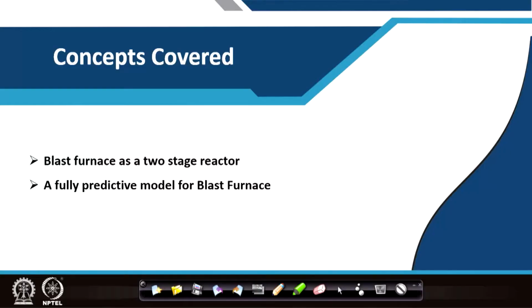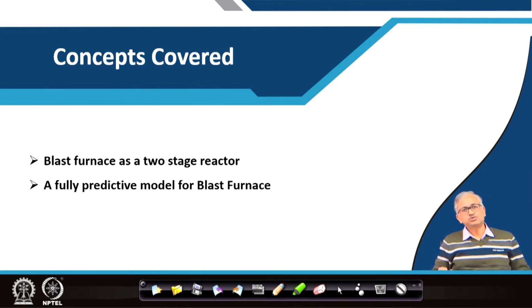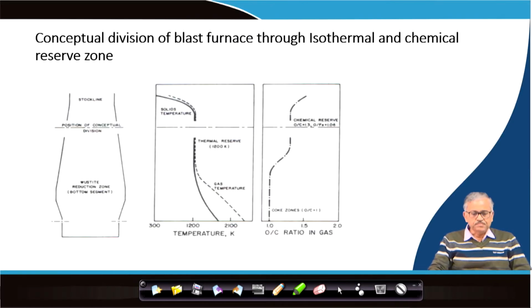The basic concept covered is basically the blast furnace as a two-stage reactor. This is very important. We have to understand that the blast furnace can be conceived as a two-stage reactor, and then we will develop a fully predictive model for the blast furnace. That is the operating line, a fixed operating line with two fixed points on it. So, the minimum coke rate we can calculate from there. This is basically what we will discuss.